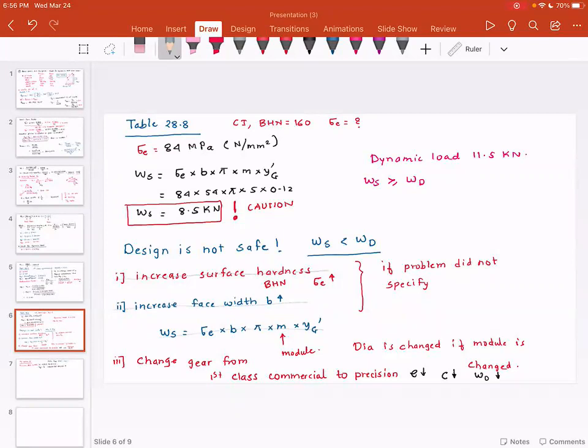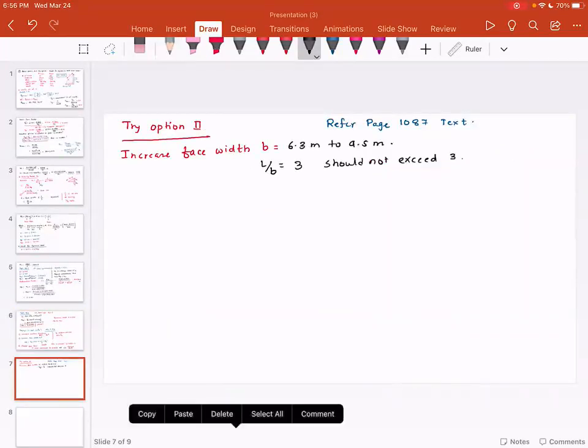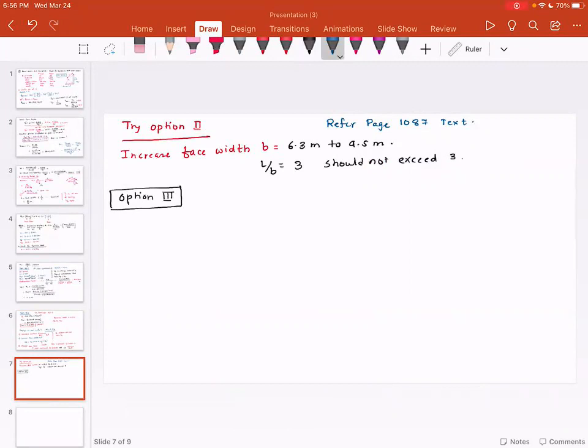So what we are going to do in this particular case is go ahead and try the problem with option 3. Now we have no other choice, we have to go with option 3. In option 3, we are going to use precision cut gears.